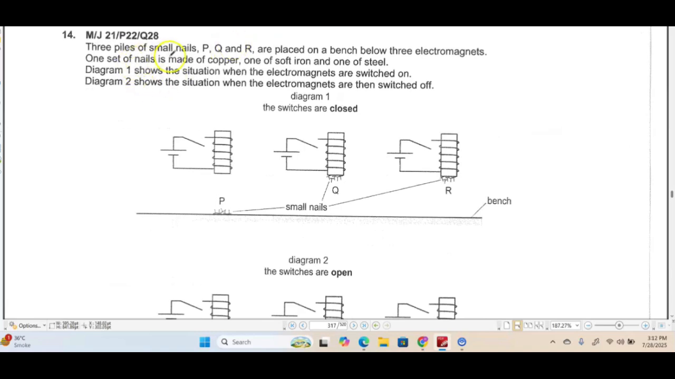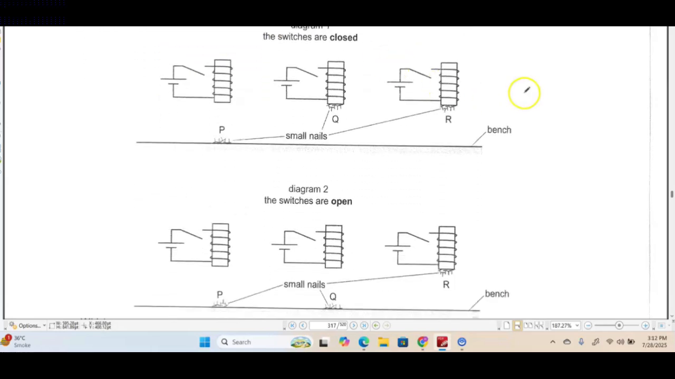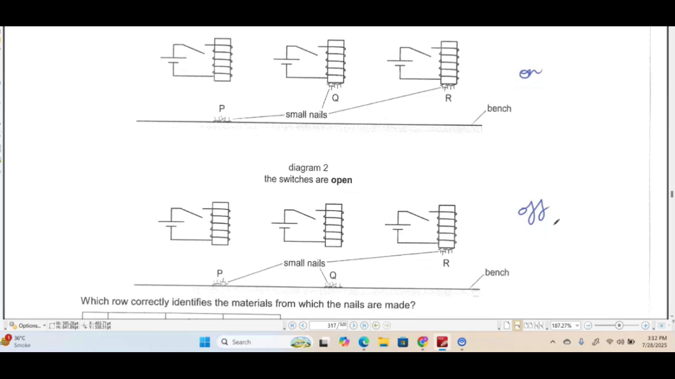Question number 14. 3 piles of small nails P, Q, and R are placed on a bench below 3 electromagnets. One set of nails is made up of copper, one of soft iron, and one of steel. Diagram 1 shows the situation when the electromagnets are switched on. Diagram 2 shows the situation when the electromagnets are switched off. So here the electromagnet is switched on and here it's switched off. So what do we have to see? Which row correctly identifies the material from which the nails are made up of?